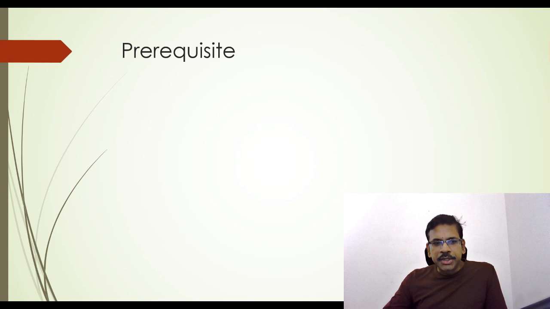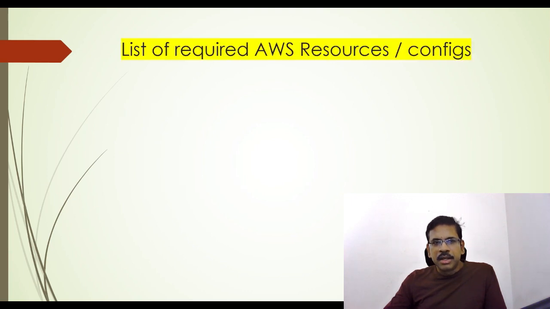The prerequisite for this hands-on demo, if you want to follow along, is that you must have AWS CLI configured in your workstation. And second, you need to have Node.js installed, and a code editor. For me, I am going to use VS Code. Let us go through the list of required AWS resources or configuration for this exercise.